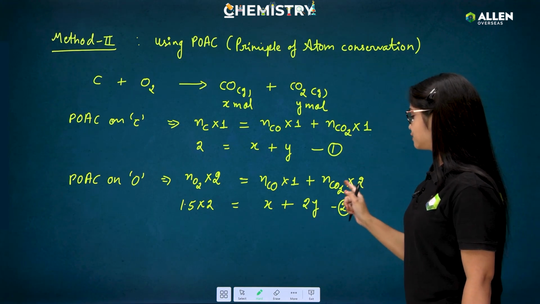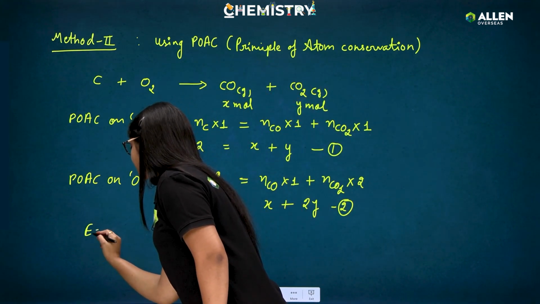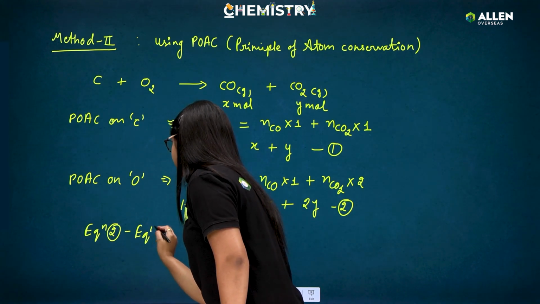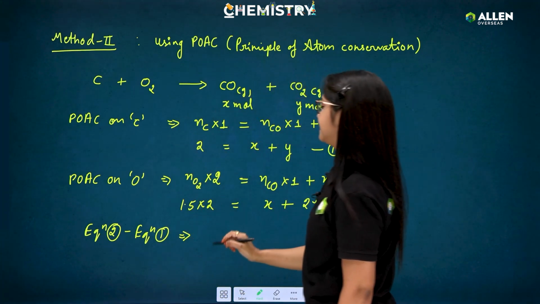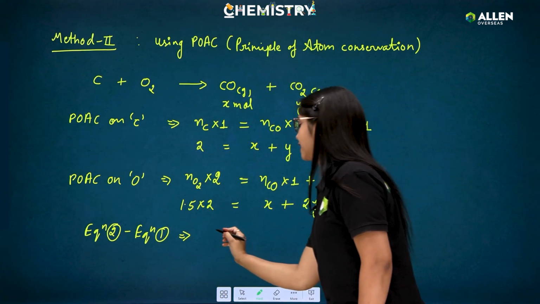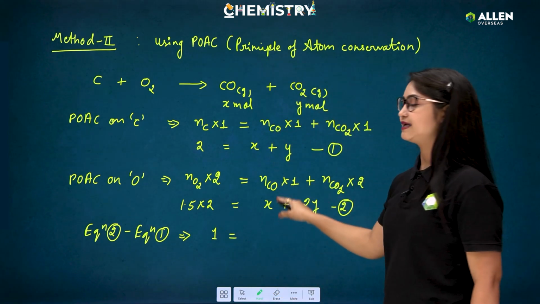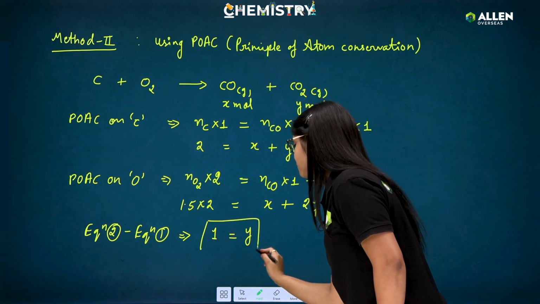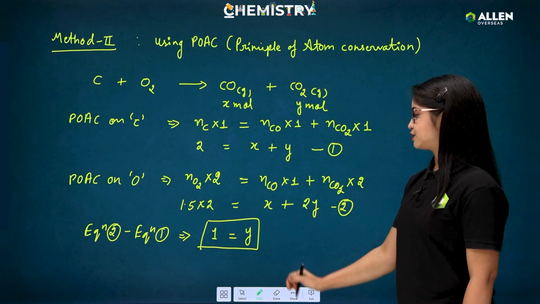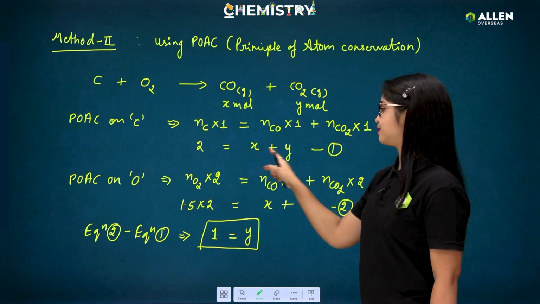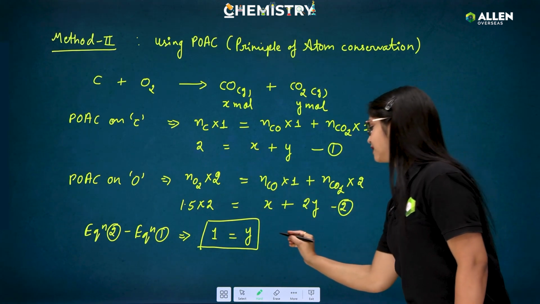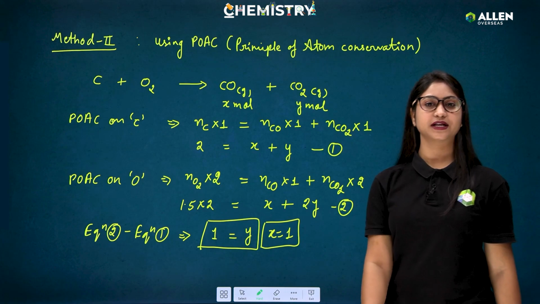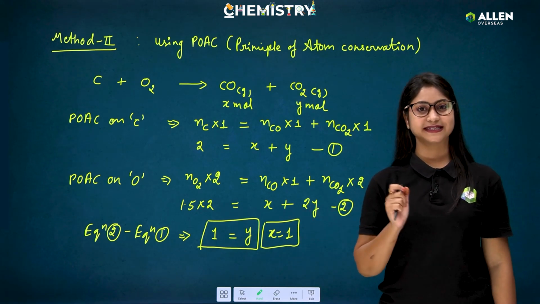Now we can solve equations 1 and 2 to get the values of X and Y. If I subtract equation 1 from equation 2, then 3 minus 2 is 1, equal to X cancels out, and 2Y minus Y equals Y. So we get the value of Y as 1. From equation 1, X plus Y equals 2, so if Y is 1, X will also be 1. X and Y are the moles of CO and CO2. So again we have got the same answer.